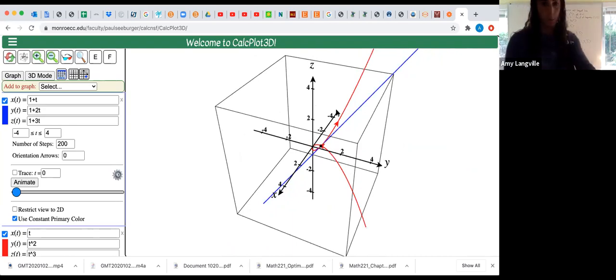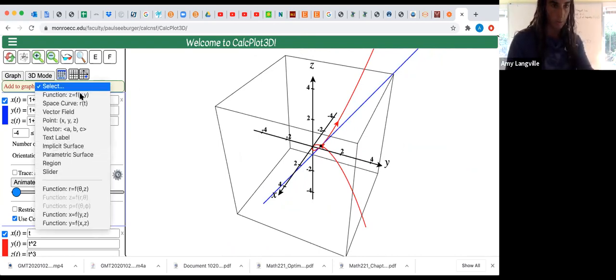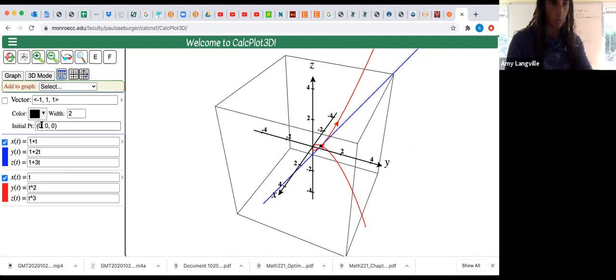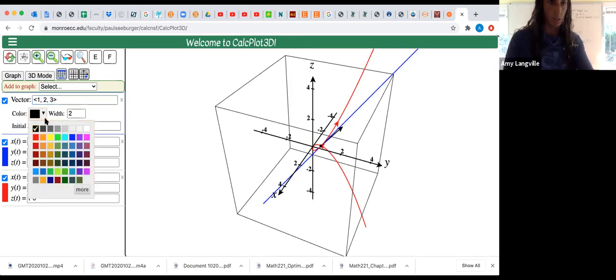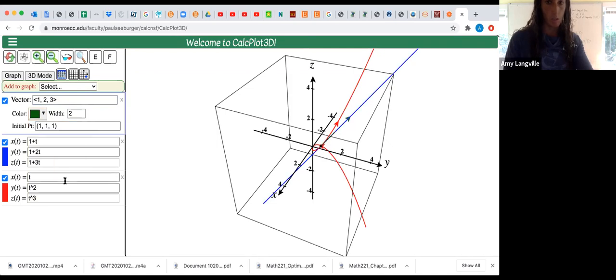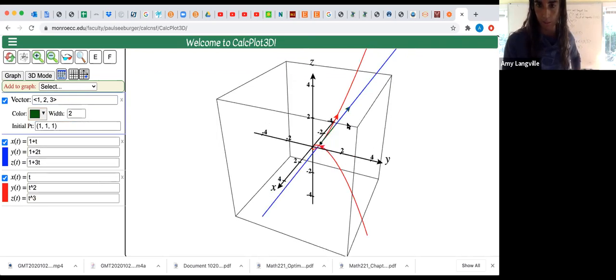Oh, we forgot to put in our tangent vector, just to show that that also lives along the blue line. So we will enter a vector. The initial point is the point of tangency, 1, 1, 1. That's the point when t equals 1. The tangent vector was 1, 2, 3. Let's maybe change that to green. Okay, so let's see that the green vector does live along the blue line.